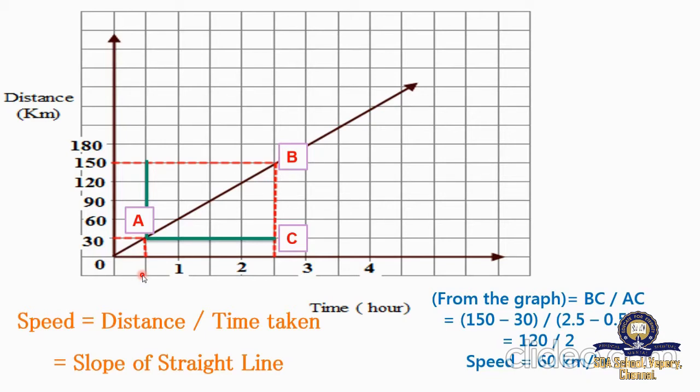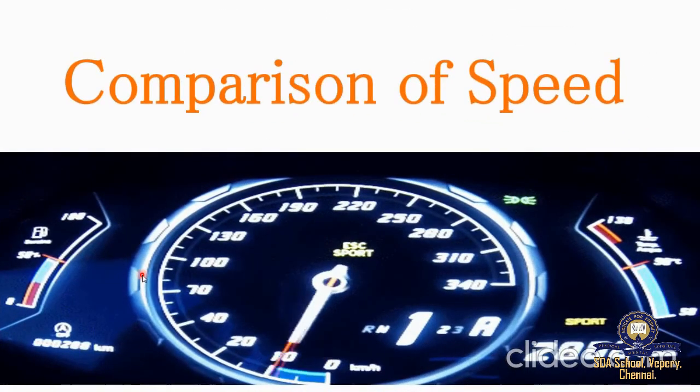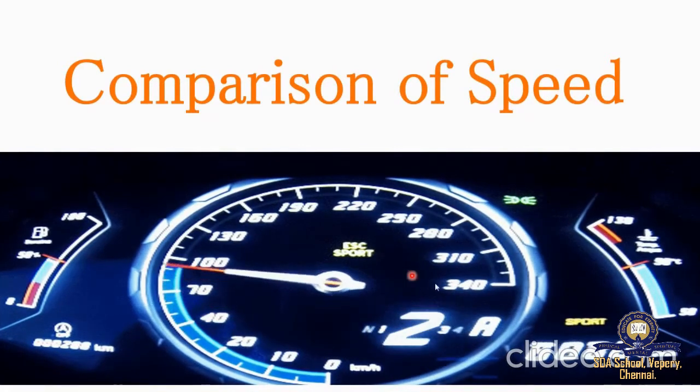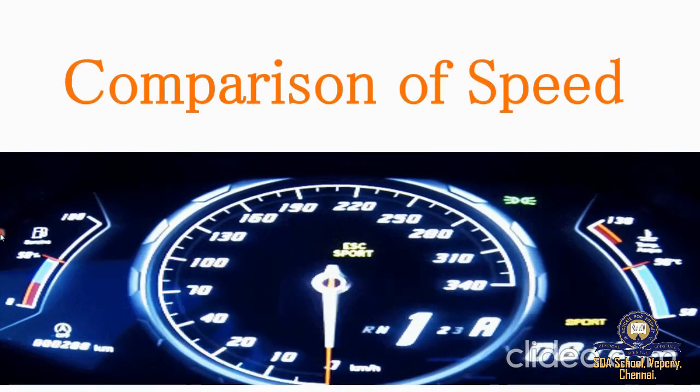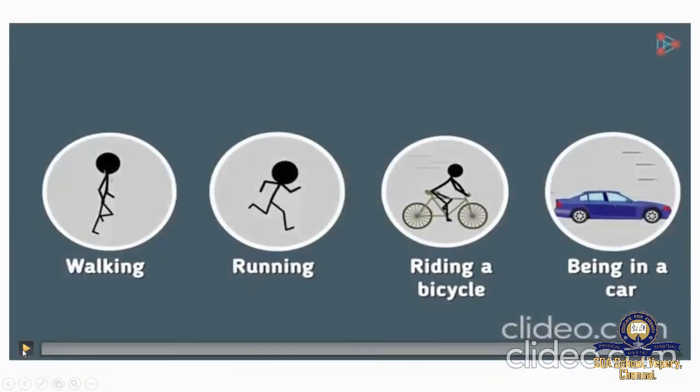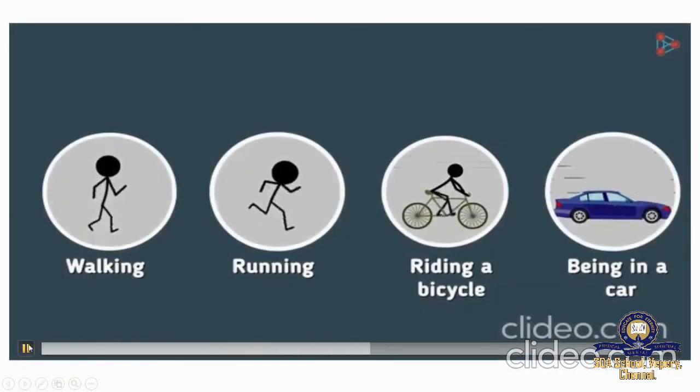Am I making it clear, students? Yes. So with this as a base, we are going to compare speeds. Here I've given a speedometer. You would have seen this in a car, I guess. We are going to compare speeds of walking, running, bicycle and car. Walking and running are almost similar, so we'll just take walking, bicycle and a car.